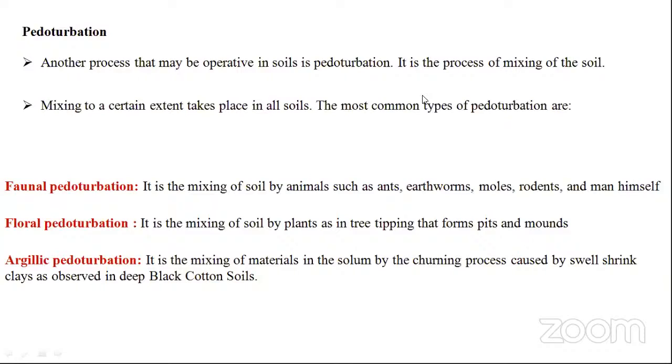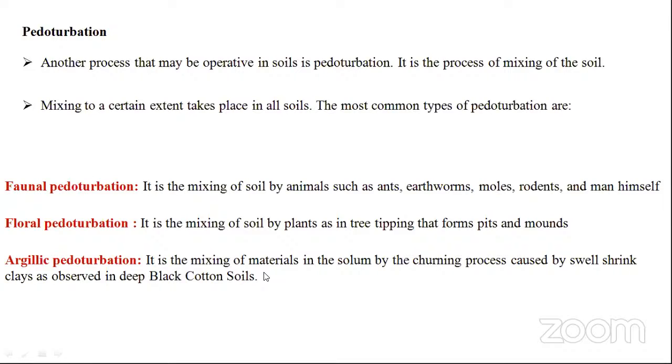And argillic pedoturbation means nothing but swelling and shrinking. You mostly see swelling and shrinking in black cotton soils because of expanding clay types, especially 2:1 type expanding clays. You may not observe all these things, but definitely you may observe this pedoturbation in black cotton soils. Whenever there is a summer season with no rain, you can see big cracks.